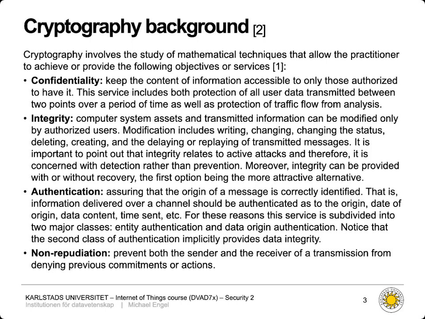So the first is confidentiality. So this means we want to keep the contents of information accessible to only those persons or computers that we allow to access them. All the others should not be able to read information that is either on a device or transmitted by a device. So this includes, in turn, the protection of all user data transmitted between two points over a period of time.